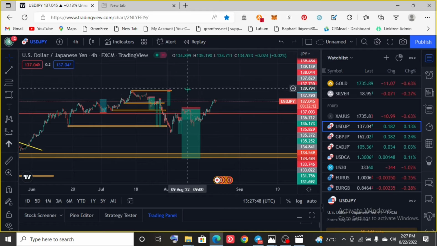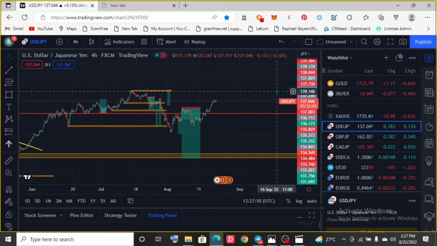So we're expecting it to come back to this level up here before we see a retracement sell down there, then continuation to the buy side.